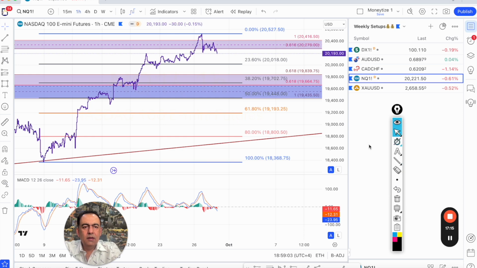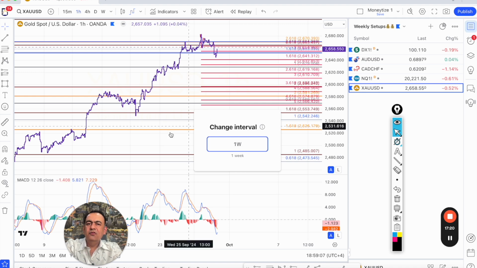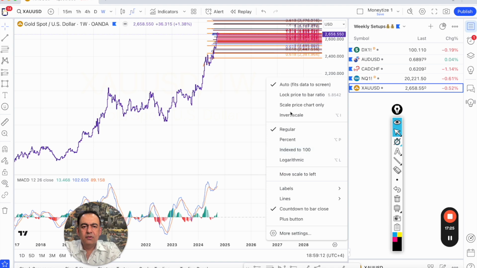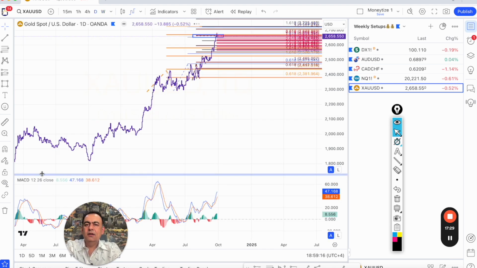And finally, I'm moving to gold. Now here, same story, I've applied fib extensions on the gold chart multiple times. I'll do it one more time. So this time I'm going to daily chart instead of weekly.